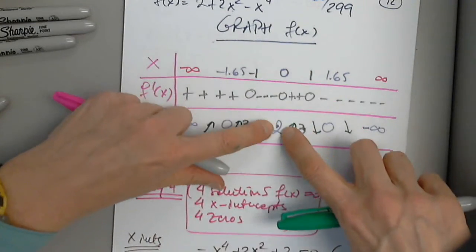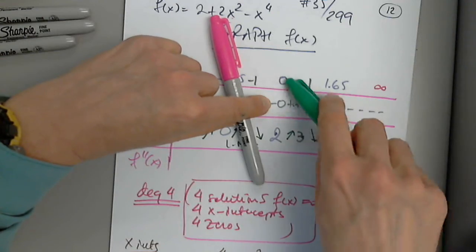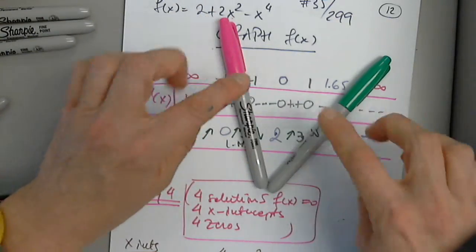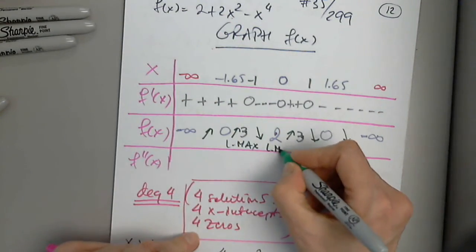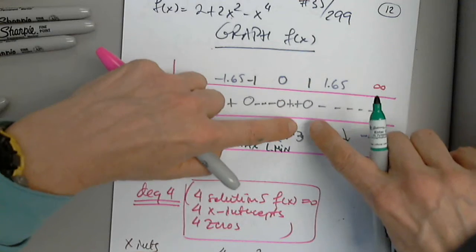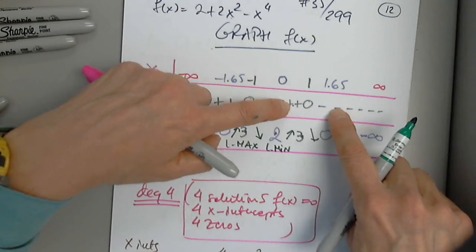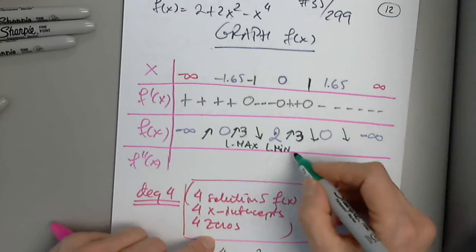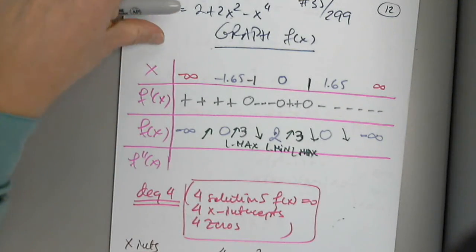Let's look at 0 comma 2. The derivative is negative, and then it's 0, and then it's positive. What type of point is 0 comma 2? Local min. Finally, 1 comma 3. The derivative is positive, 0, and then negative. What type of point is 1 comma 3? Local max. Very good. Okay, 1 minute.